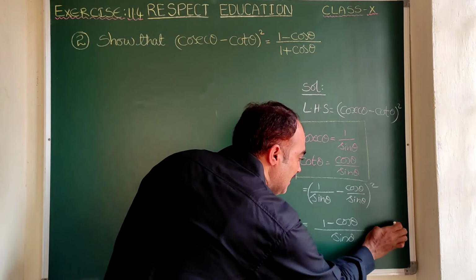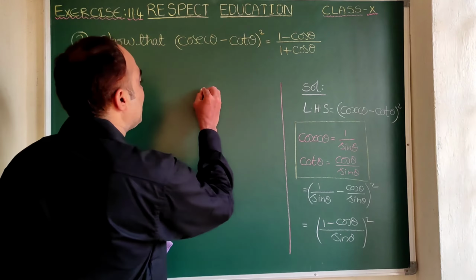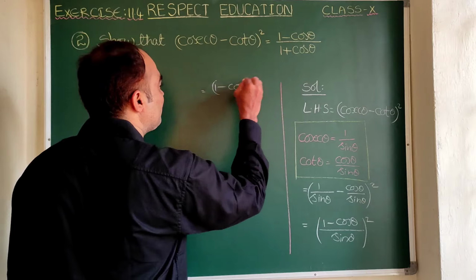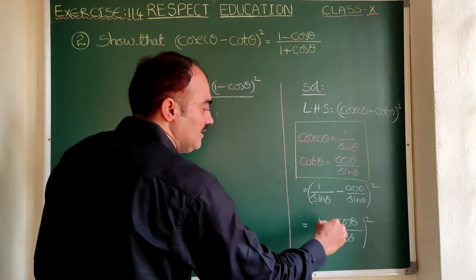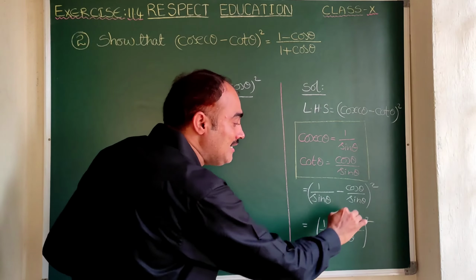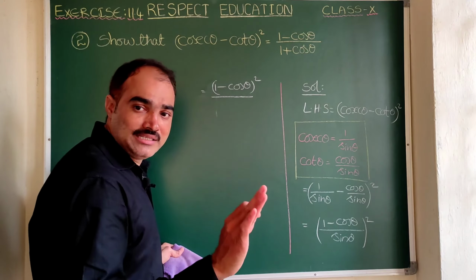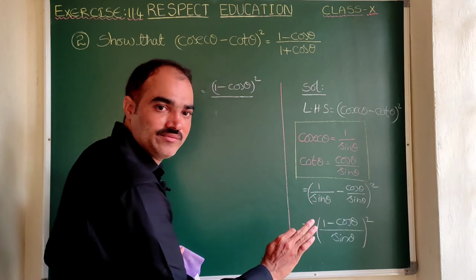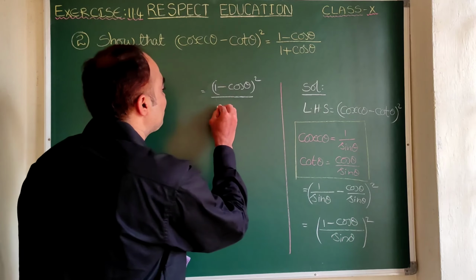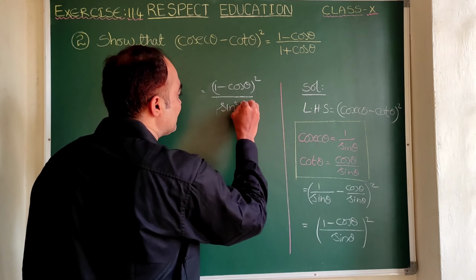Now we are going to split the square for both of them. So here numerator 1 minus cos theta becomes 1 minus cos theta whole square. And this is sin theta whole square. It can be written as sin square theta, but it is not sin theta square. Sin theta whole square can be written as sin square theta.